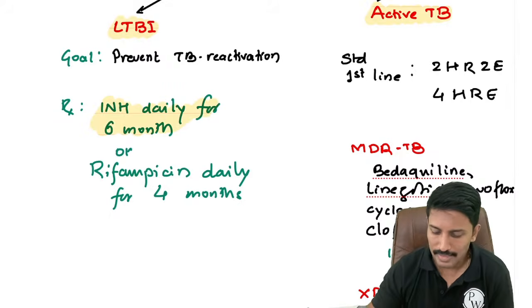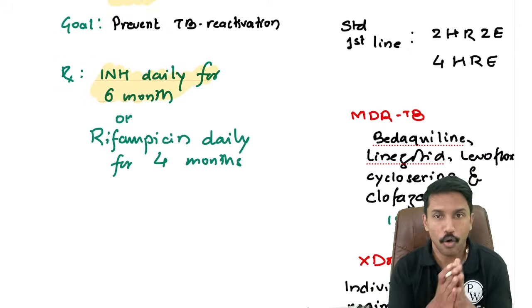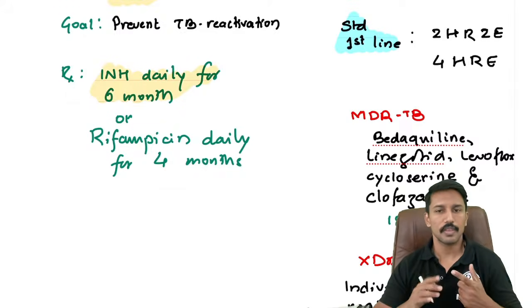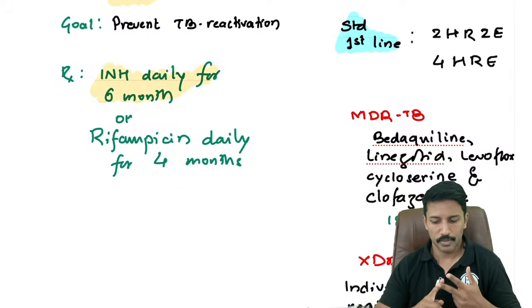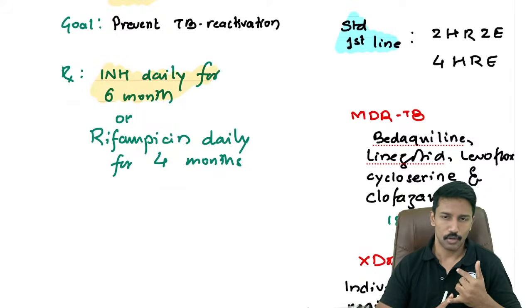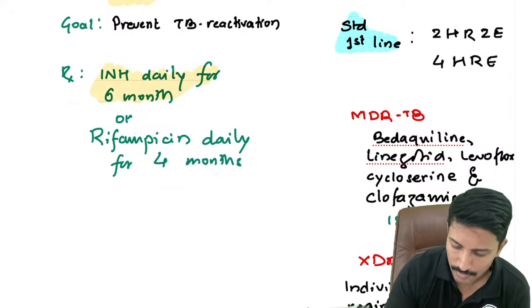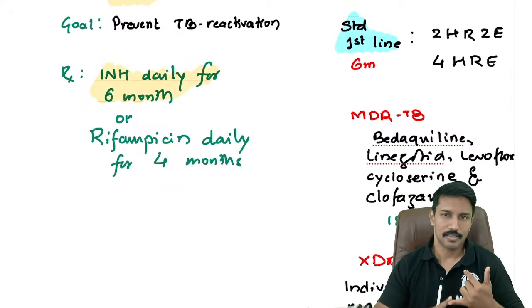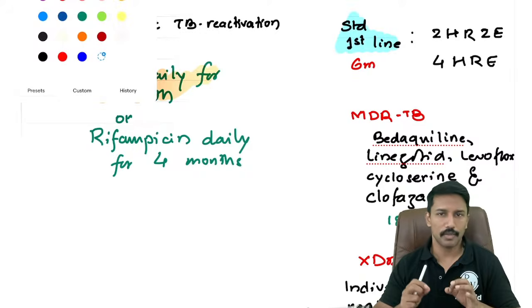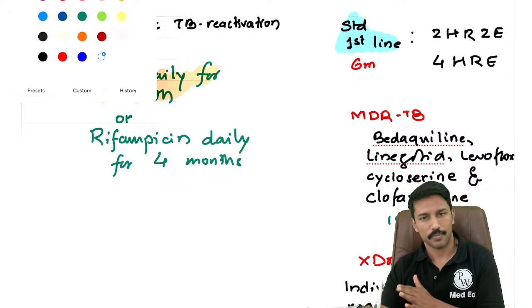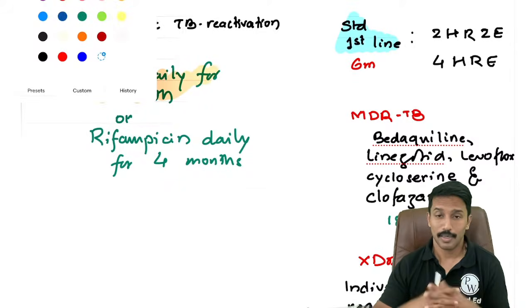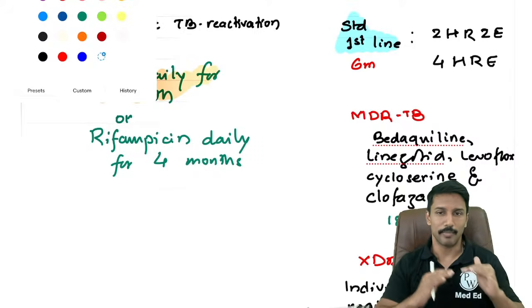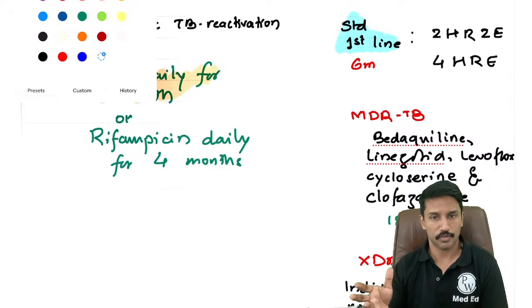Okay. Now, if there is active TB which is not drug resistant, our standard first line treatment uses INH, rifampicin, pyrazinamide, and ethambutol for a period of 6 months. In that 6 months, for the first 2 months we will give 4 drugs, that is HRZE, and for the remaining 4 months we will give 3 drugs, which is HRE. That is our standard initial treatment. But if at any point before or during the treatment we get to know that it is MDR or XDR TB, we need to revise our medications.